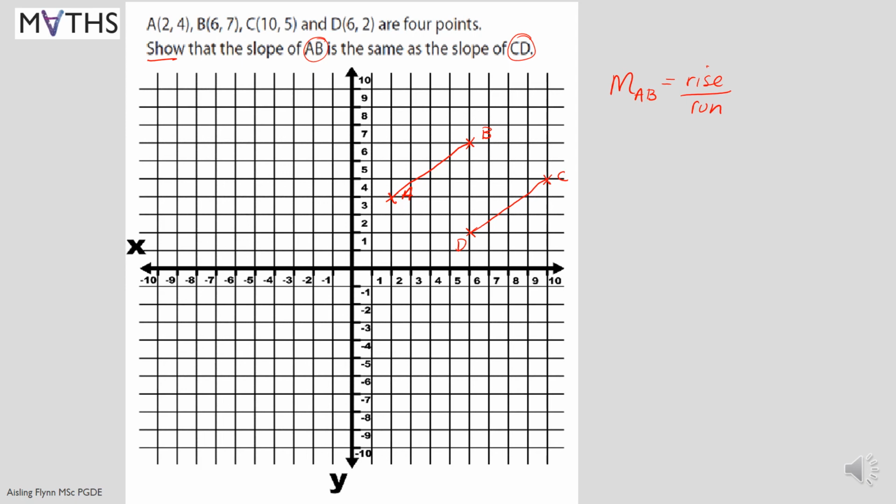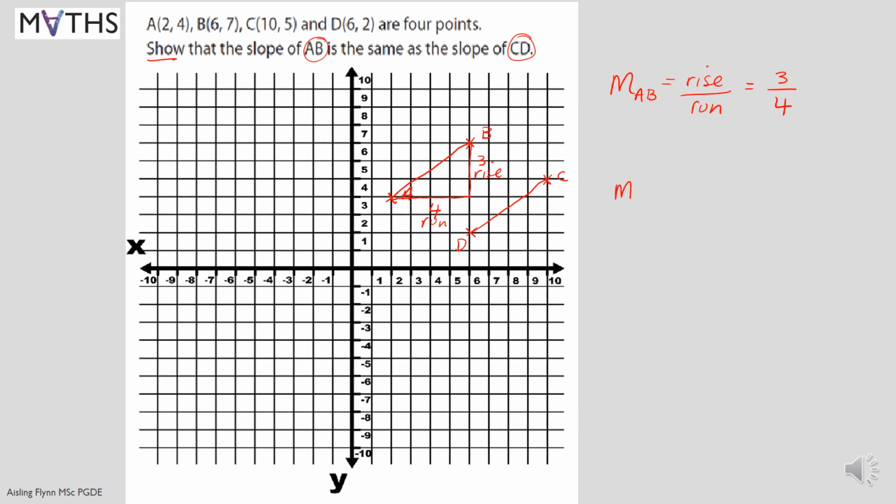So let's work with AB. Let's count across some boxes from A until we're directly under B, and that's 1, 2, 3, 4 boxes. Okay, so that's my run. And then let me rise up till I hit B. That's 3 boxes up, and that's my rise. So my slope is rise over run, that's 3 over 4.